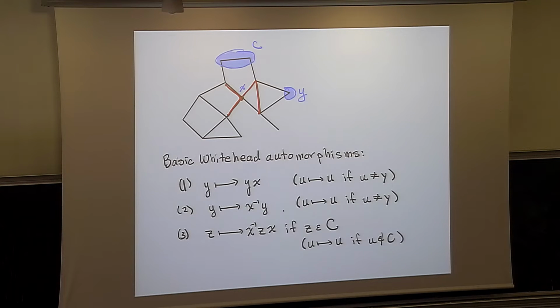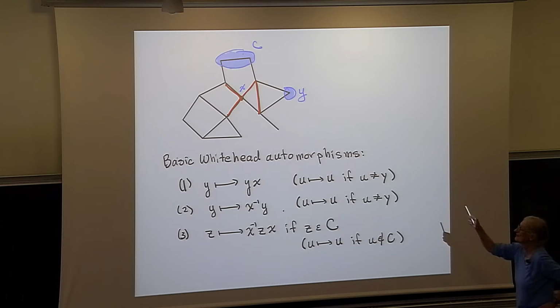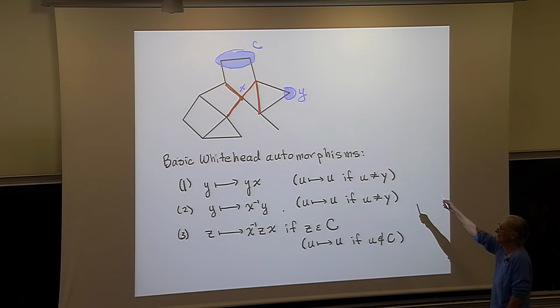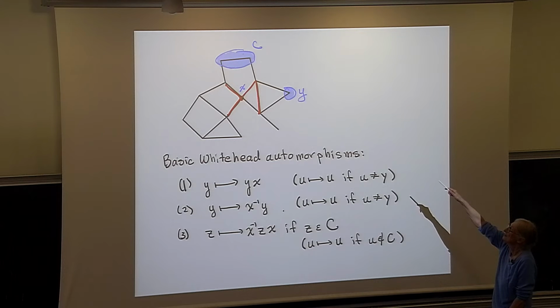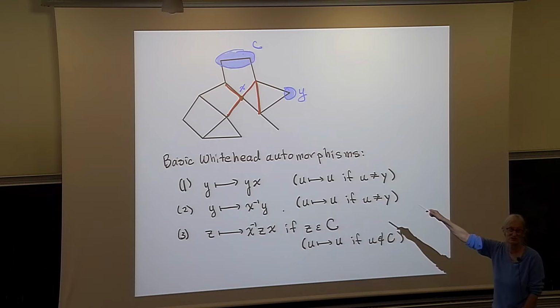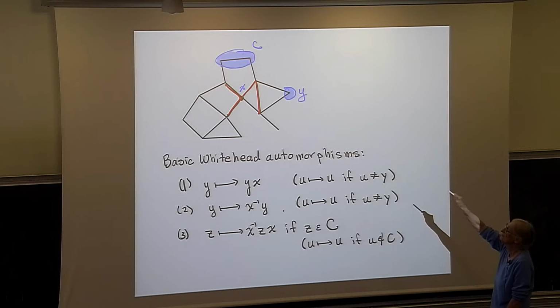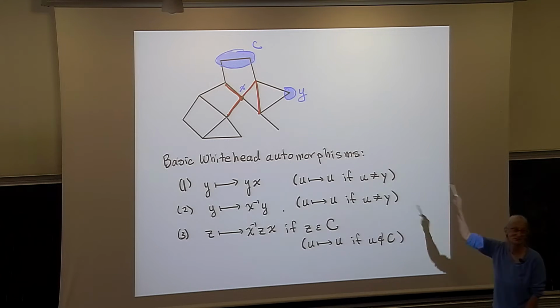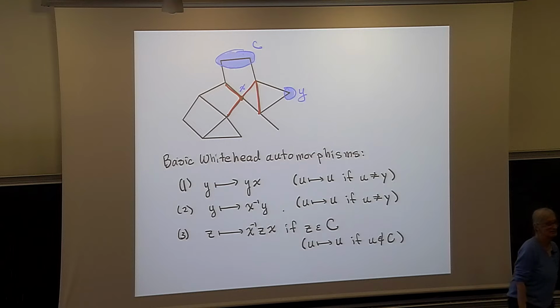Right, so I claim that these are some basic Whitehead automorphisms. In this picture, if Y is a singleton, you can take Y and multiply it on the left or the right by X or X inverse. Why can you do that? Well, everything that commutes with Y also commutes with X. So if I multiply X by Y, I won't destroy any commuting relations. I'll preserve commuting relations.